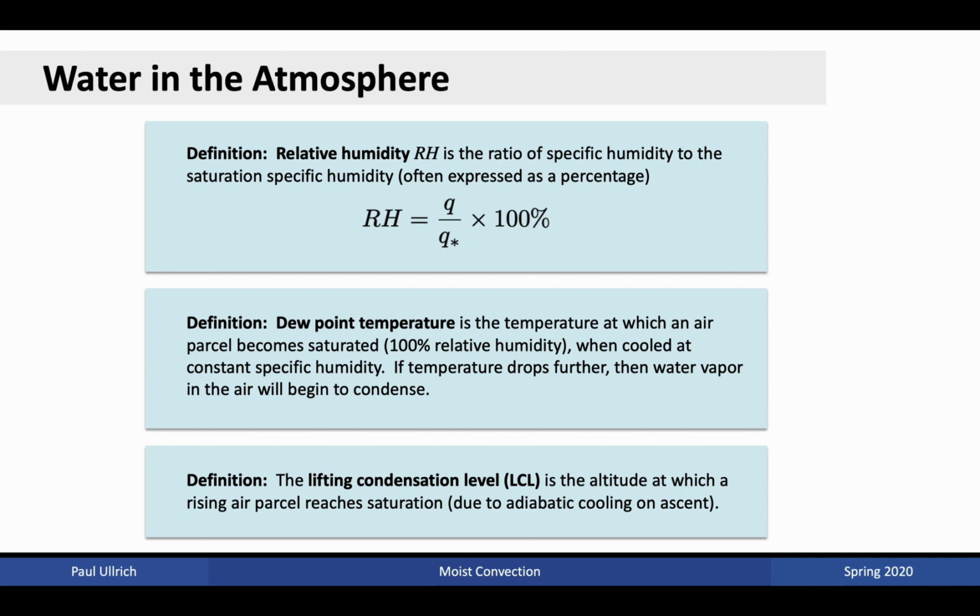In nature, values of relative humidity larger than 100% are not commonly observed, because this implies that the parcel exists in a supersaturated state, and any small perturbation would immediately trigger condensation.